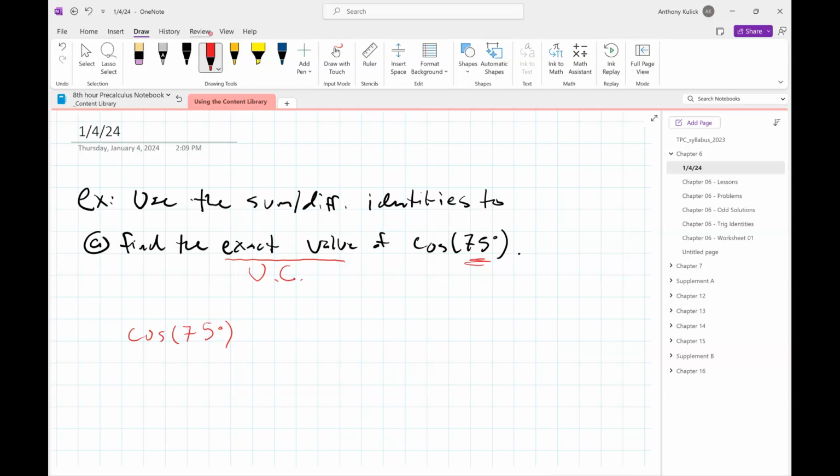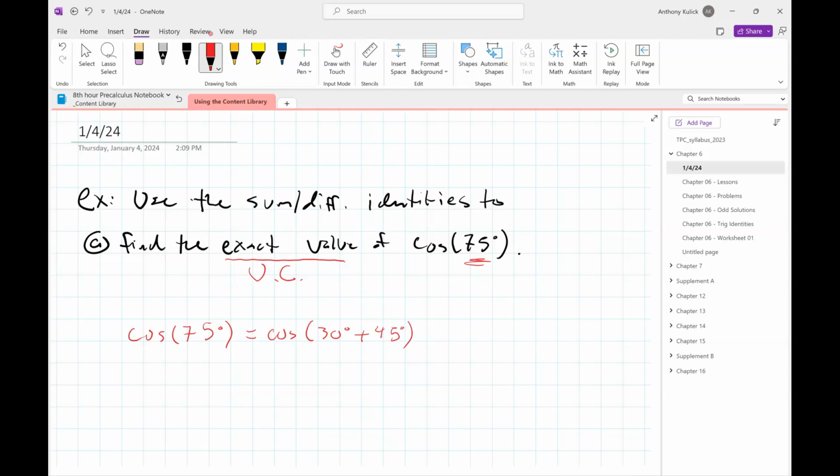Who sees it? Nick. 30 and 45. Very good. So we could write this problem as cosine of 30 plus 45. Is everybody okay with that? It's now written as the sum of two unit circle angles.